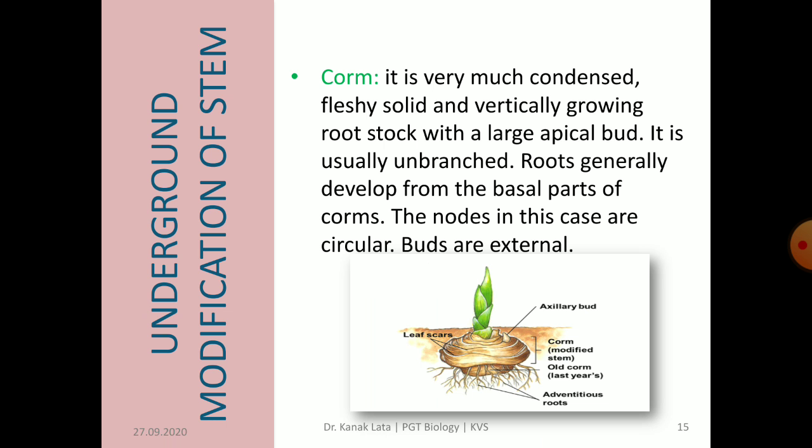Next underground modification of a stem is corm. It is very much condensed, fleshy, solid and vertically growing root stalk with a large apical bud and is usually unbranched. Roots are generally developed from the basal part of the corm. The nodes are circular and buds are external and can be detached easily. For example, it is seen in Amorphophallus.